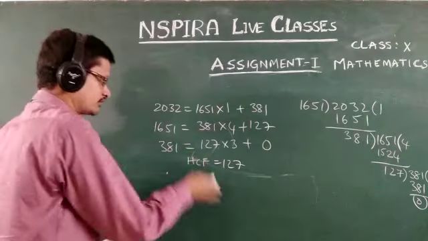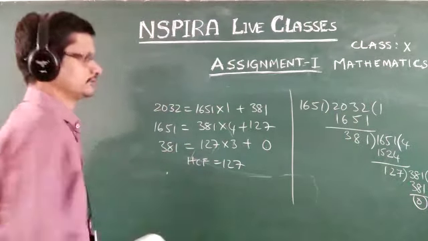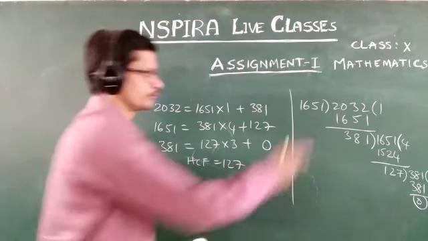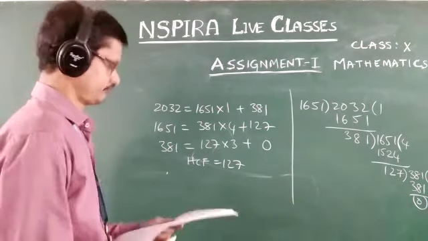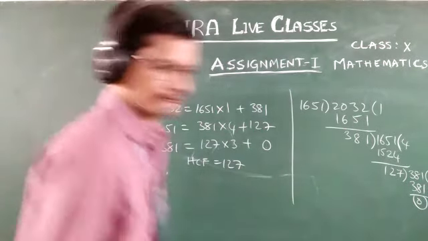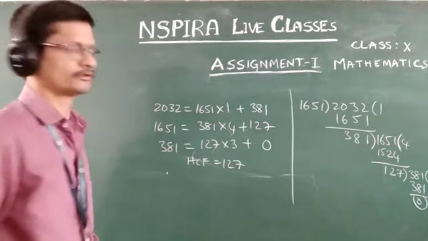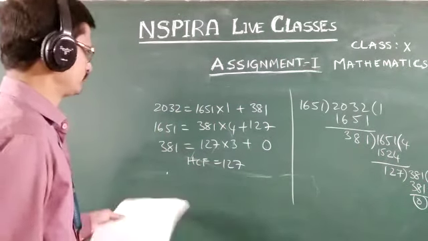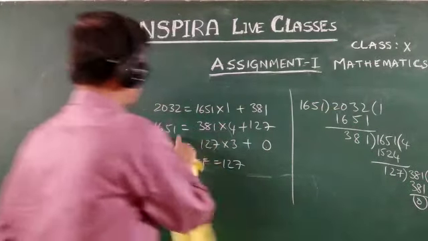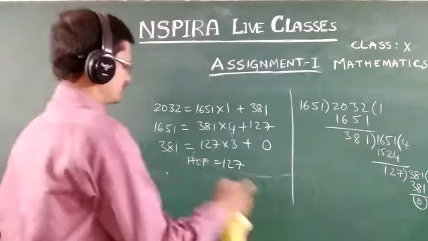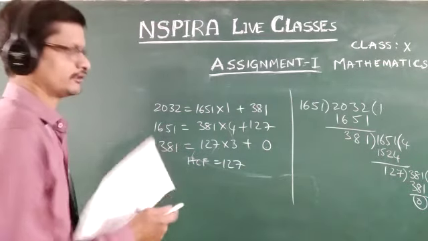Actually you have to write these steps only, but if you know this, it is easy to write. That's why I told you to do the long division method also. Dividend is equal to divisor into quotient plus remainder. Now the new dividend 1651 is equal to divisor into quotient plus remainder, like that. Now HCF is equal to 127.